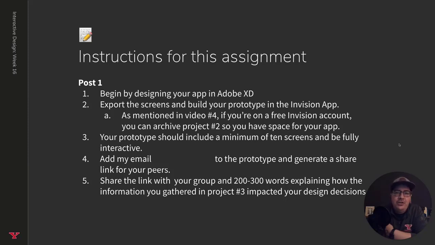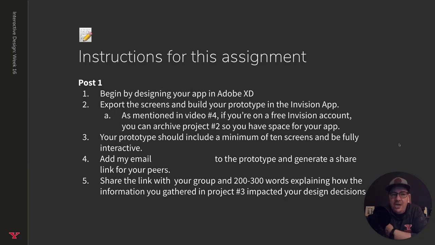Your prototype should include a minimum of 10 screens that are fully interactive. Share your link with your group along with 200 to 300 words explaining how the information you gathered in project number 3 impacted your design decisions here in project number 4. So it's a little different from what we've discussed in the past about just your thoughts on what you presented or what you did. So make sure you pick up on that. We'll definitely be keeping an eye out for that in the discussion post.